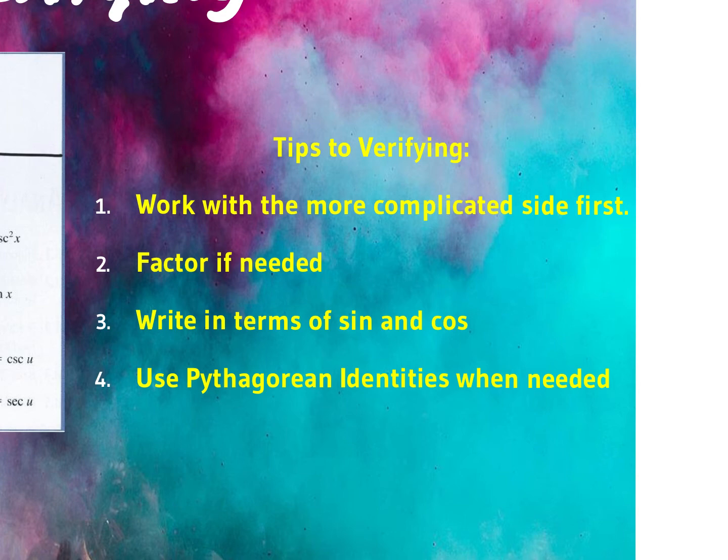Another tip would be to change everything and write the problem in terms of sines and cosines. Here's where our quotient identity and our reciprocal identities would come into play. And then the last hint here, use Pythagorean identities when needed. So that's where you would do a substitution. Now what's not listed here, and I'm actually going to do an example of this, is verifying using a conjugate. So that's what we're going to also do as well.